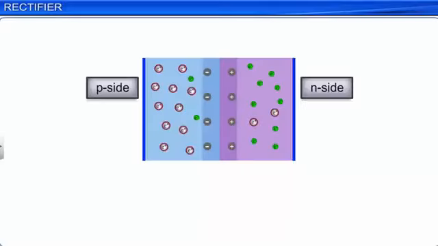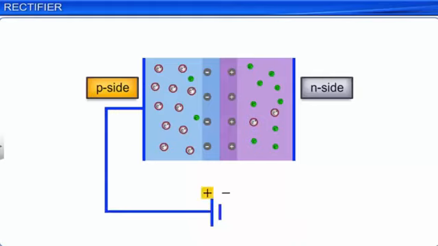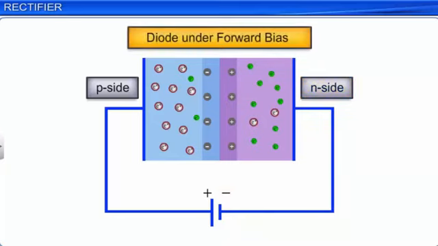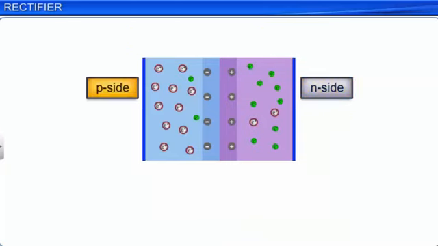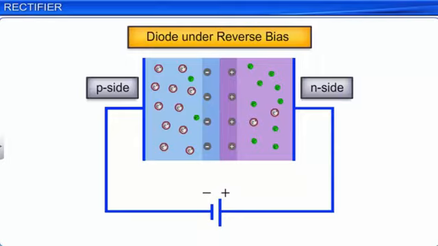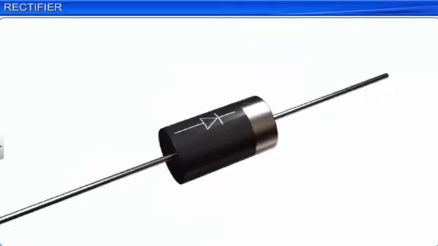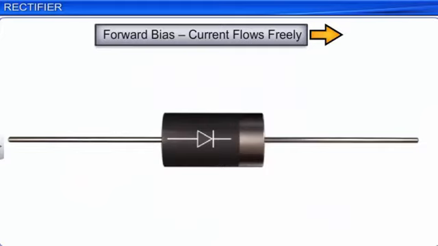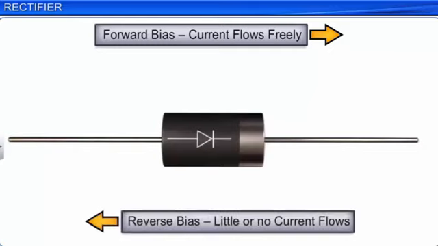You have already learned that when the P side of a PN junction diode is connected to the positive terminal of a battery and the N side is connected to its negative terminal, the diode is said to be forward biased. And when the P side is connected to the negative terminal and the N side is connected to the positive terminal, the diode is said to be reverse biased. You have also learned that a diode allows free flow of electric current under forward bias, but allows little or no current to flow under reverse bias.